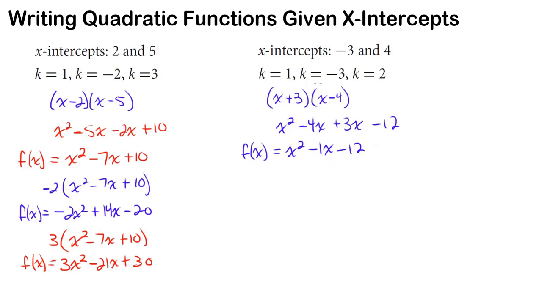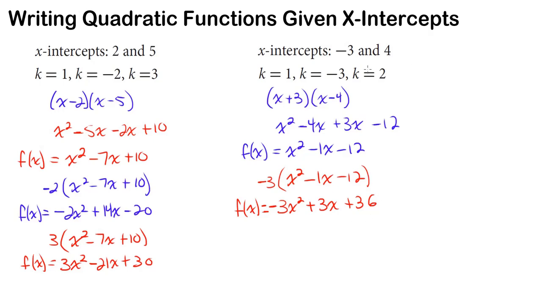To write our next function with a k value of negative 3, we're going to take this x squared minus 1x minus 12, and we're going to distribute. So we have here x squared minus 1x minus 12, and we have to distribute this k value of negative 3. So negative 3 times x squared is negative 3x squared. Negative 3 times negative 1x is positive 3x. And negative 3 times negative 12 is positive 36. So that's our second function for the k value of negative 3, f of x equals negative 3x squared plus 3x plus 36.